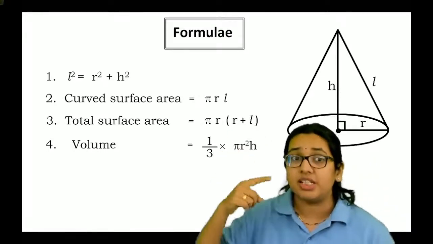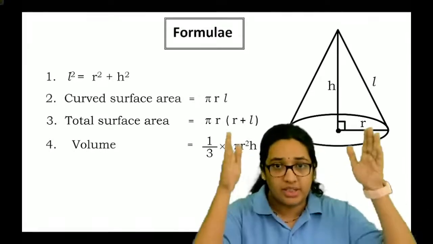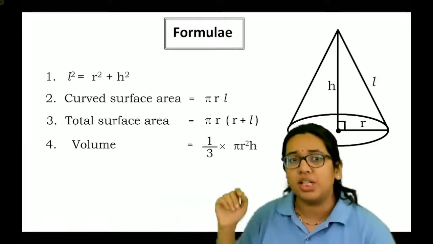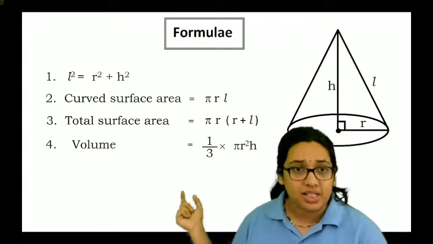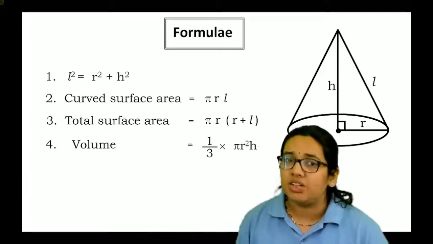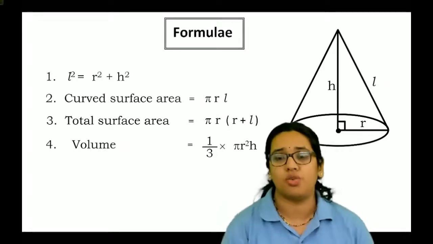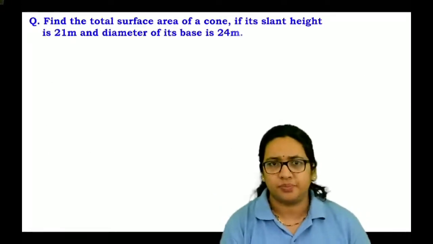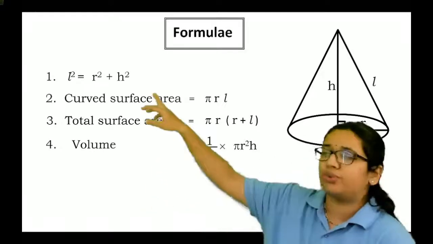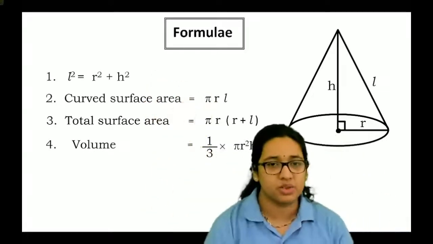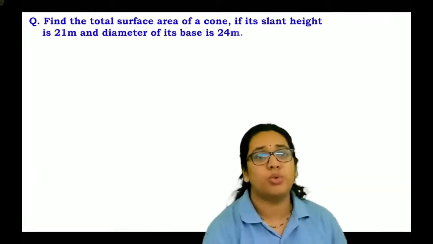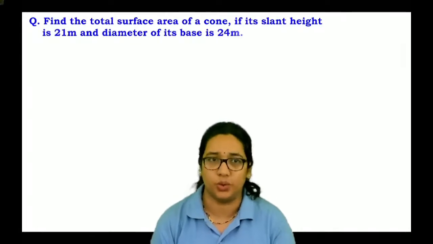Pi r square h is nothing but the volume of that cylinder, right? But if you want to find it for a cone, you only have to remember that the volume of a right circular cone is given as 1/3 of pi r square h. So just using these three formulas, actually the fourth one, which is the Pythagoras one, so using just four formulas, we'll try to solve more questions based on this.